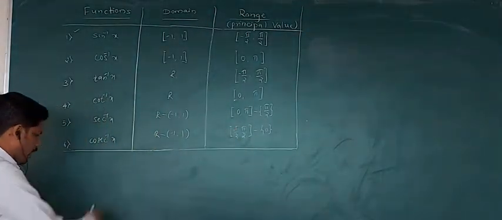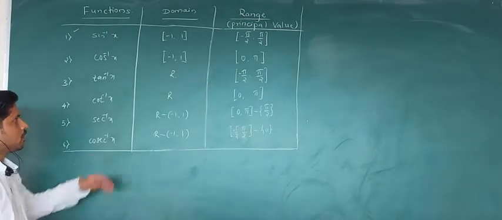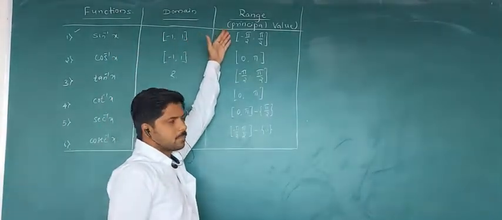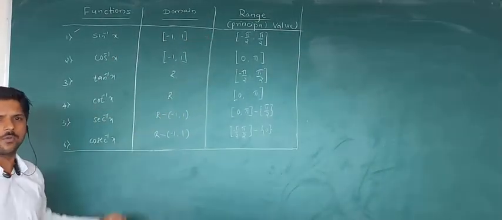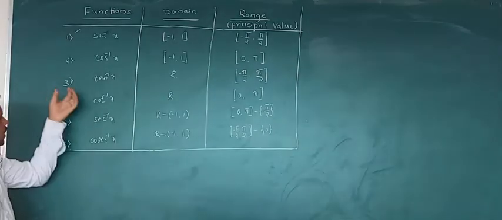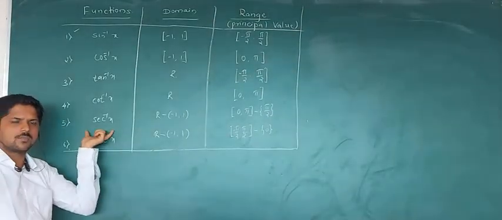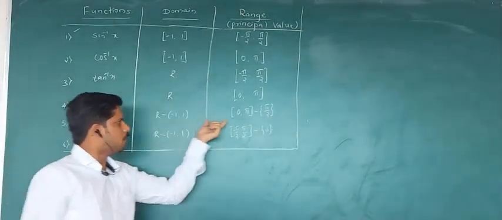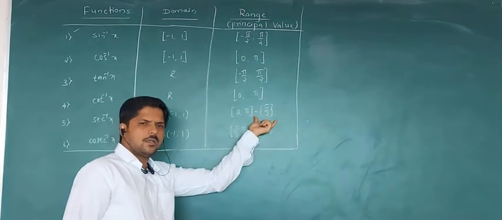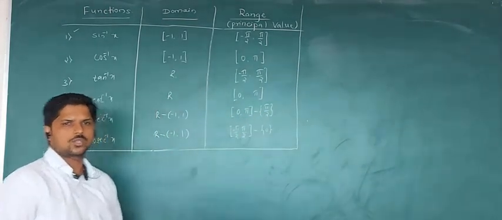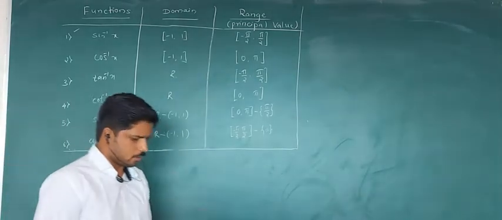So in the final exam, in 1 mark, they are going to ask you to write the principal value of sec inverse x. Suppose consider sec inverse x. Write the principal value of sec inverse x. What is the principal value? 0 to pi minus pi by 2. 1 mark question. Okay, write it down.